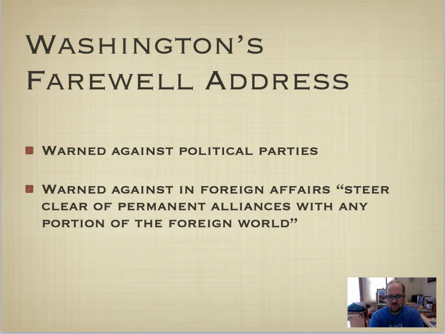So Washington will give his famous farewell address where he'll warn against 2 things. He'll warn against the formation of political parties. He will also warn against permanent alliances, saying basically permanent alliances will wheel us into foreign conflict.